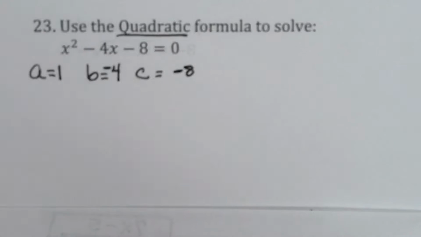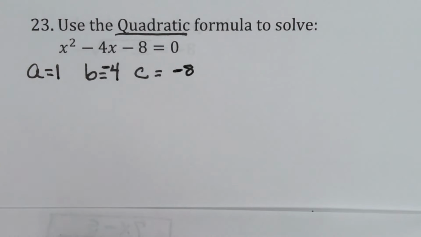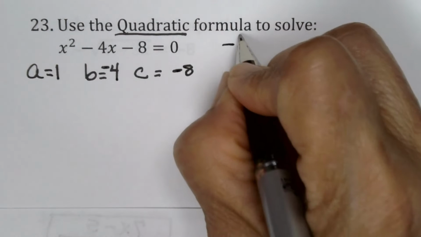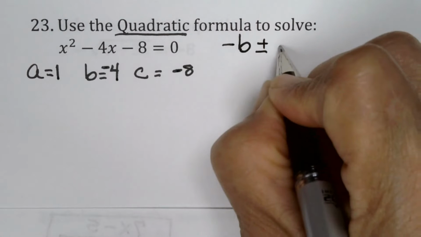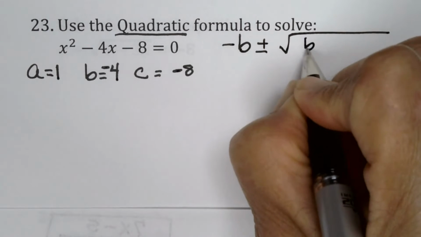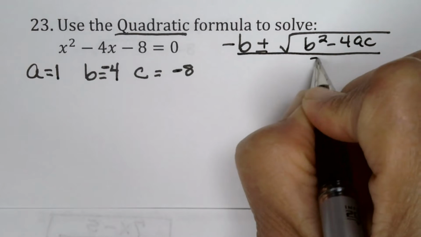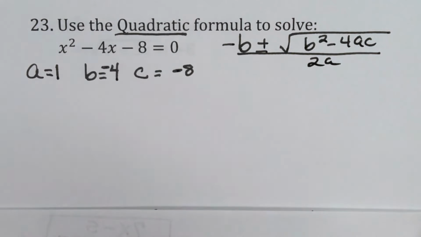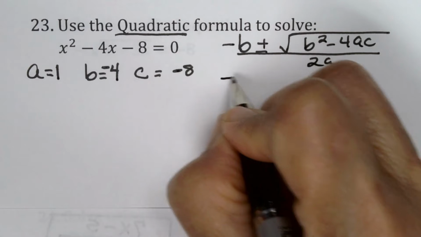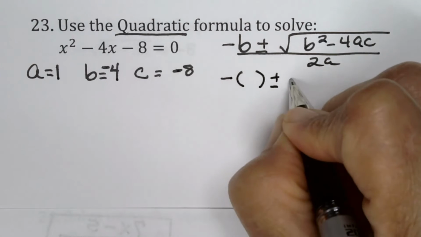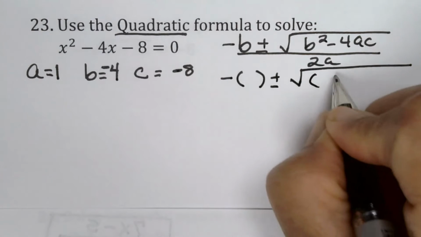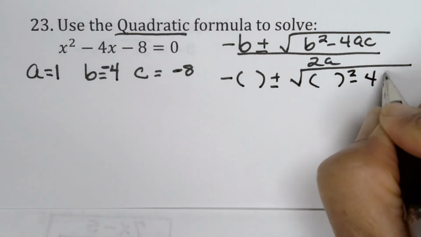So the quadratic formula is included on the hints page. You can use that for your final. It's minus b plus or minus the square root of b squared minus 4ac all over 2a. So I'm going to rewrite this problem with parentheses around the place where I am going to be plugging in numbers in the place of these letters.